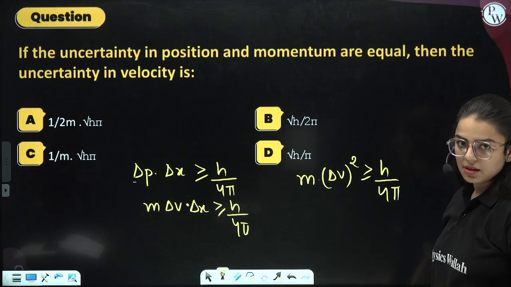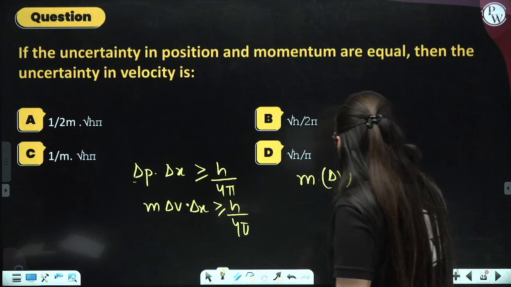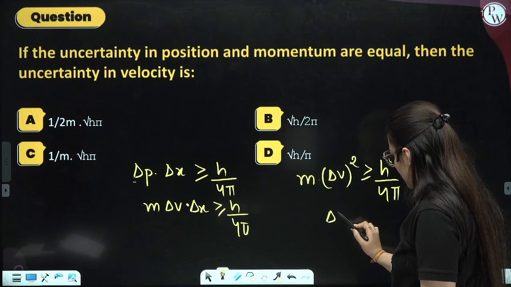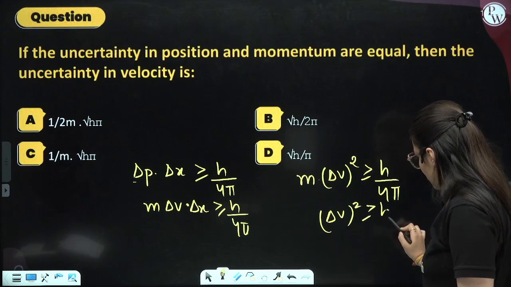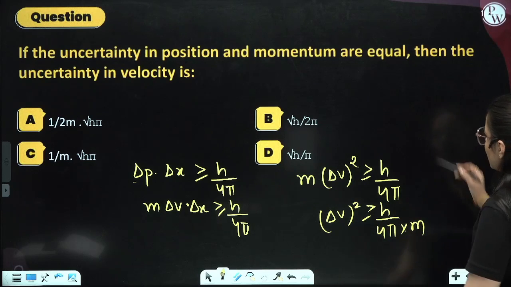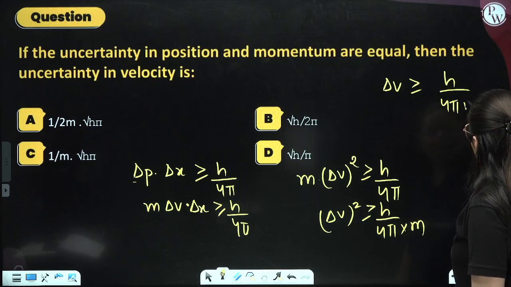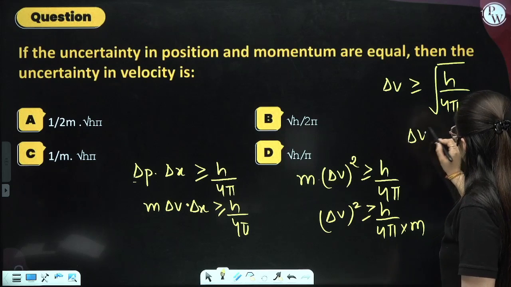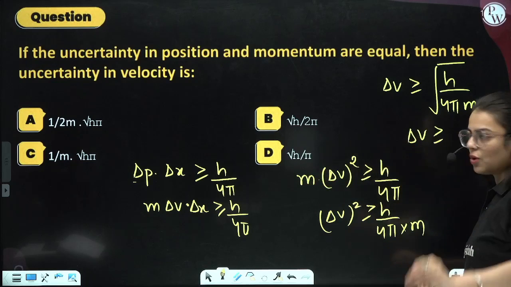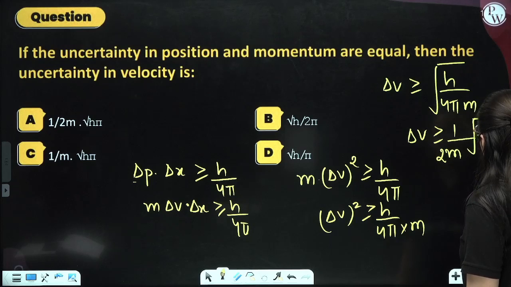Then see what will happen in this particular case. We will take this m over here, it will become delta v whole square is more than or equal to h by 4 pi into m, right? Now we have this whole square, this will become root, so delta v is more than or equal to h by 4 pi m under a root. M over here is constant, mass is constant, so 1 by m will come out. Also root 4, so 2 will come out, and under root we will have h by pi.